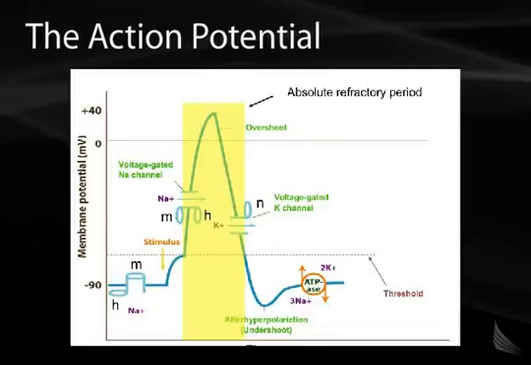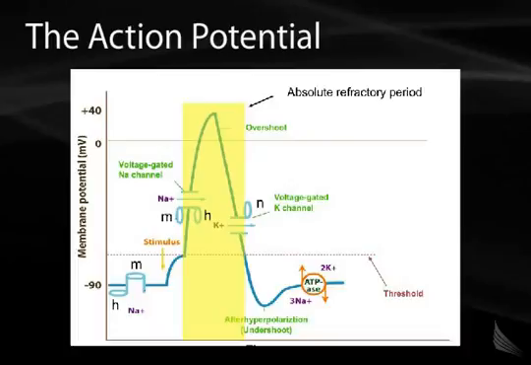Now, if one wanted to trigger another action potential during the course of this action potential, the response of this cell will vary depending on specifically when that second stimulus is given. If a second stimulus is given in this yellow box, this period during the action potential, another action potential will not fire. This is known as the absolute refractory period.